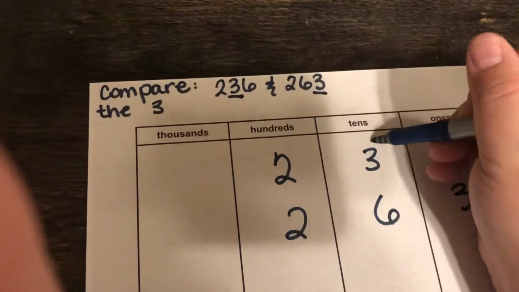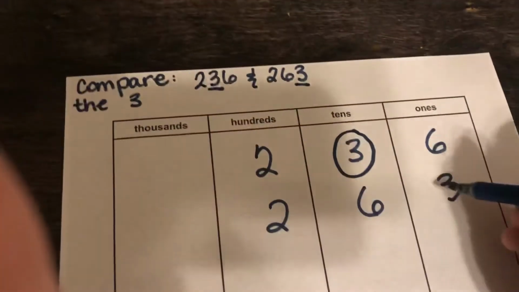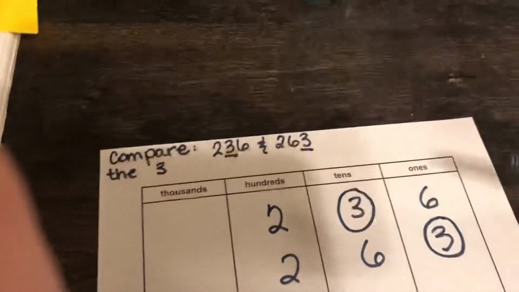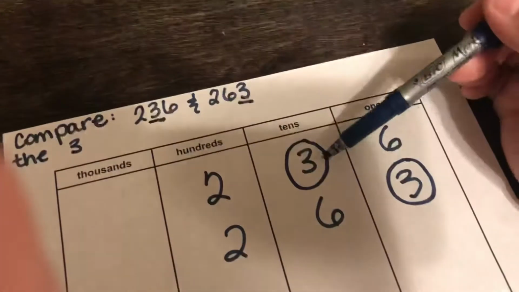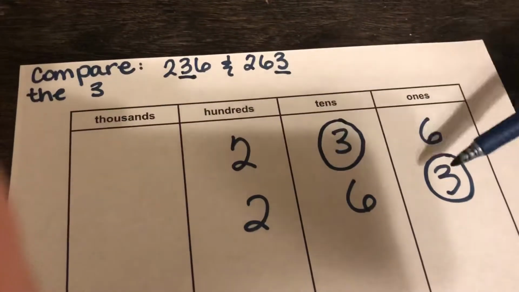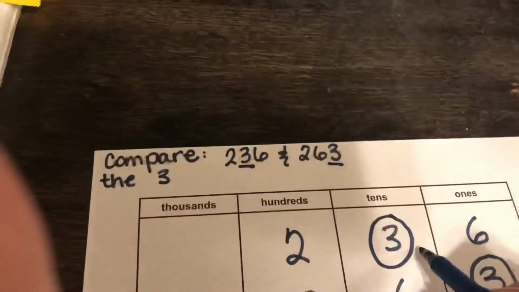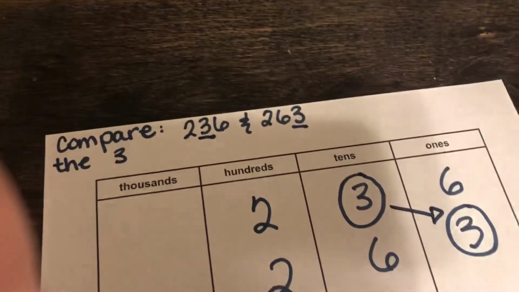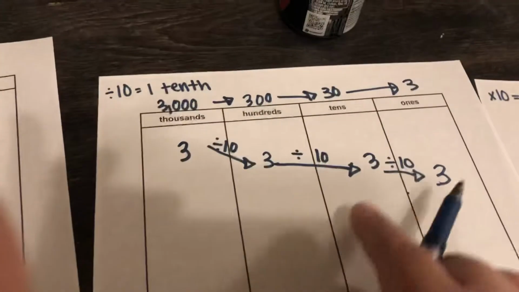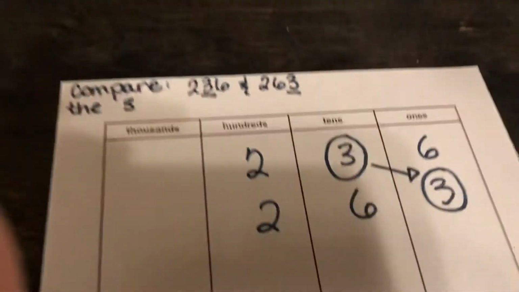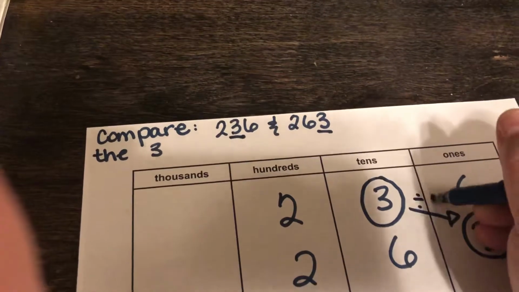So I'm going to circle this 3 and this 3. What do I have to do in order to get from this 3 to this 3? Or vice versa? What do we need to do? If we're going from this 3 over, so we're going to the right, so we look at our right page, what do we need to do if we're crossing that line? We're going to divide it by 10.